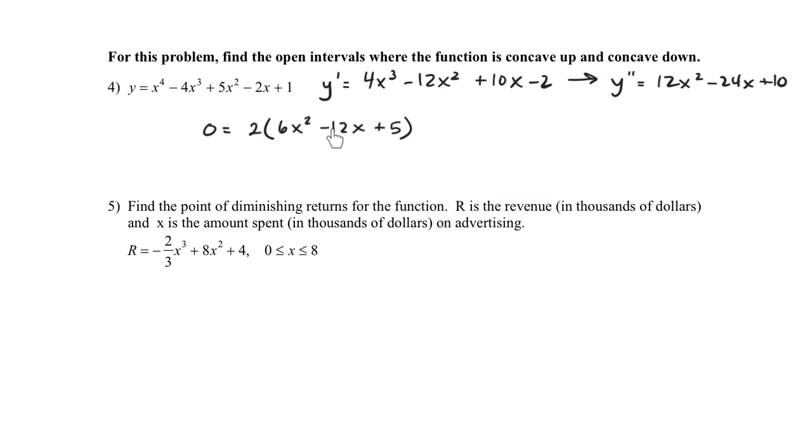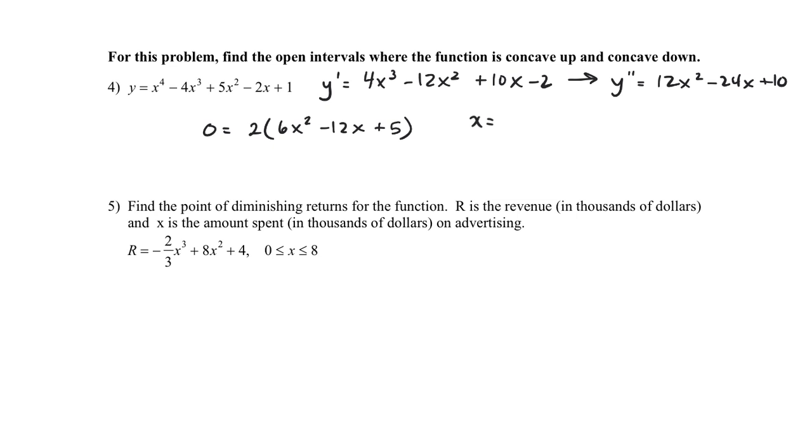So now we need to find where this second derivative is either equal to 0 or it could be undefined, but this is a quadratic expression. It's never going to be undefined. So we just need to figure out where it's equal to 0. So 6 times 5 is 30. We need two values that multiply to 30 that add to negative 12. And the problem is there are no two numbers that multiply to 30 that add to negative 12, which means it doesn't factor.